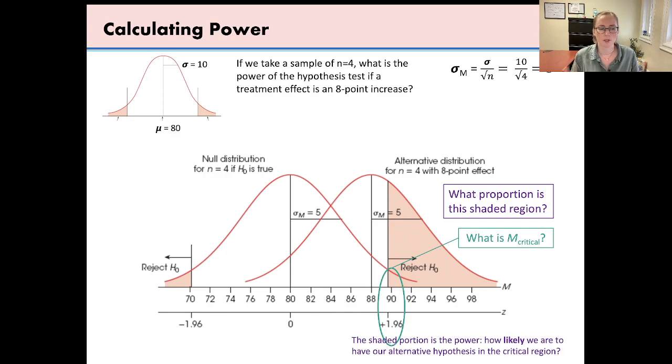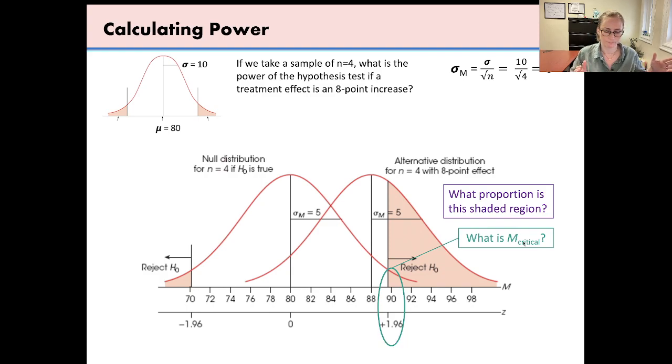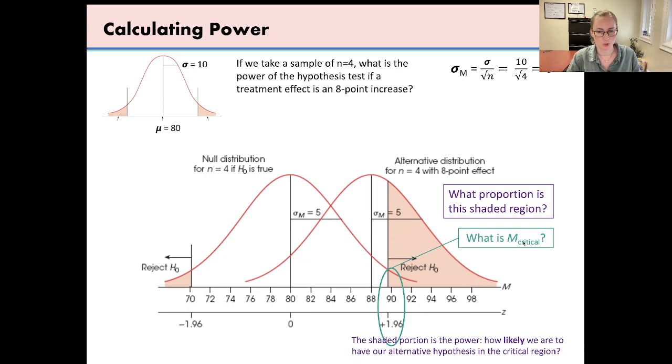So basically, if I'm going to end up supporting my alternative hypothesis and I end up shifting 8 points over, at what sample mean do I have to be above in order to be within that critical region of the null hypothesis? So this shaded portion, that is your power. It's a certain proportion, a part of the distribution, a percentage of the distribution.